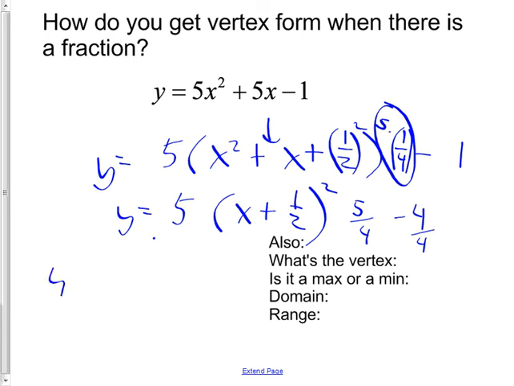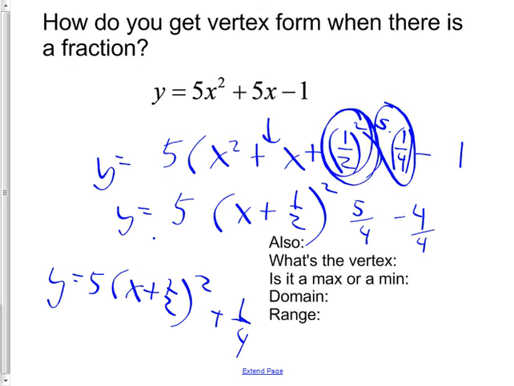So 5 times x plus a half squared plus 1/4. That was 1/2 squared, but whenever you do this, you always are putting in the square root of this number. So we use the 1/2 on purpose. Question?